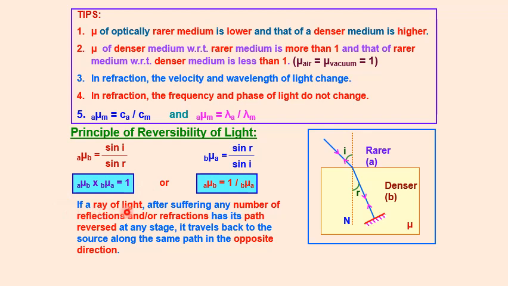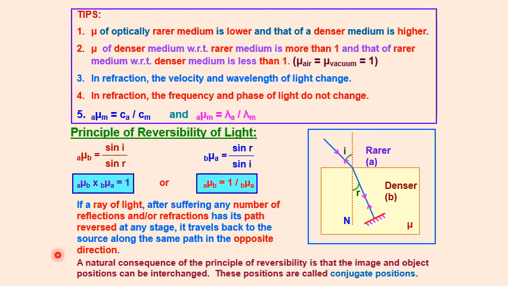If a ray of light, after suffering any number of reflections and/or refractions, has its path reversed at any stage, it travels back to the source along the same path in the opposite direction. A natural consequence of the principle of reversibility is that the image and object positions can be interchanged. These positions are called conjugate positions.